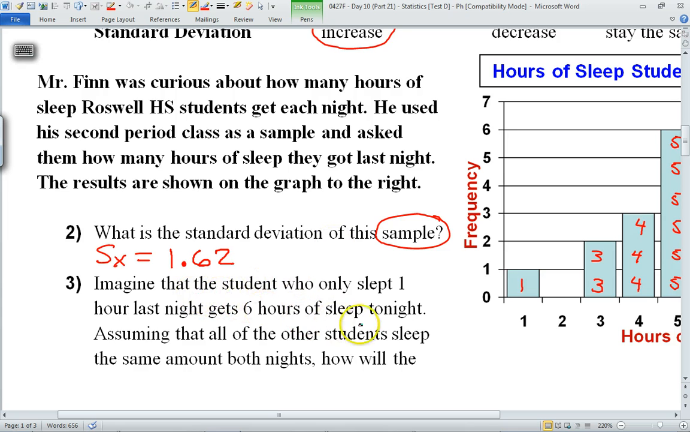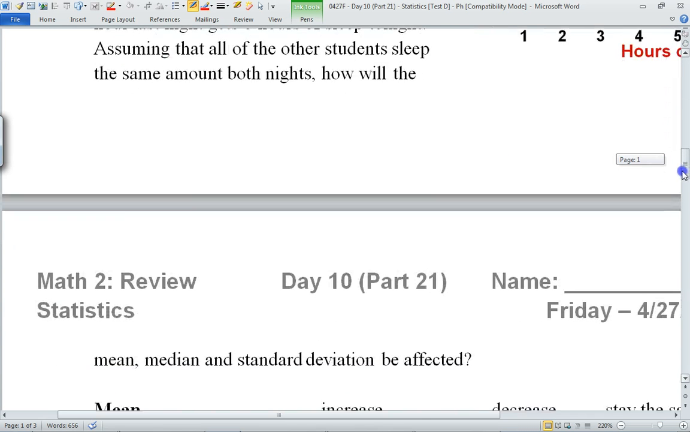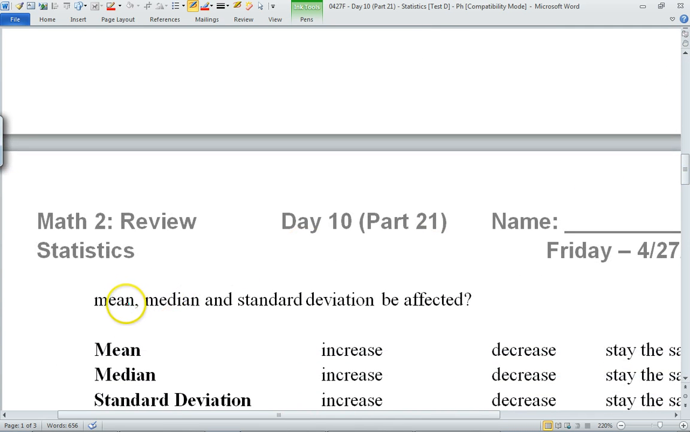Okay. Now, look at number 3. Imagine that the student who only got 1 hour of sleep last night, that's this guy right here. Imagine that, last night he only got 1 hour of sleep. Now he gets 6 hours of sleep tonight. Assuming that all the other students sleep the same amount both nights, and again we're being asked, how will the mean, median, and standard deviation be affected?